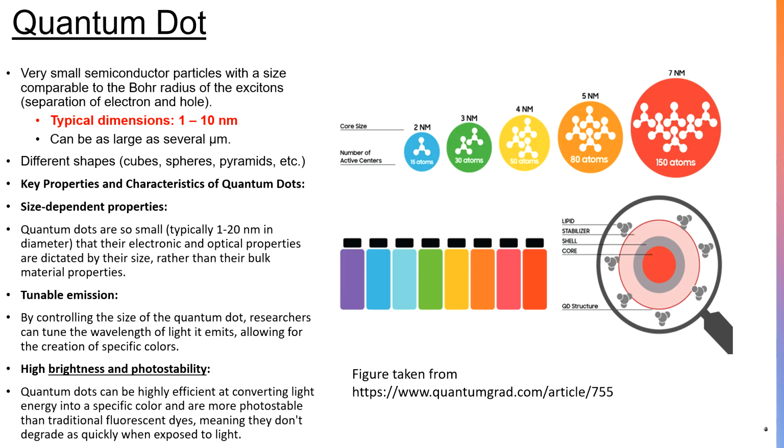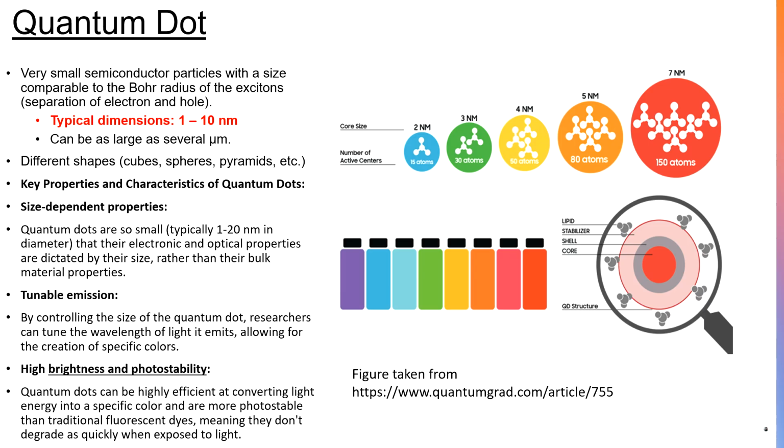Key properties and characteristics of quantum dots: their properties are size dependent. So 1 nanometer, 2 nanometer, 4 nanometer, 7 nanometer, the sizes are different, and if it is in micrometers, then their properties are also different. Their electronic and optical properties are dictated by their size rather than their bulk material properties. Bulk material might be anything, but when it comes down to very small sizes, their electronic and optical properties become very specific for the specific size.